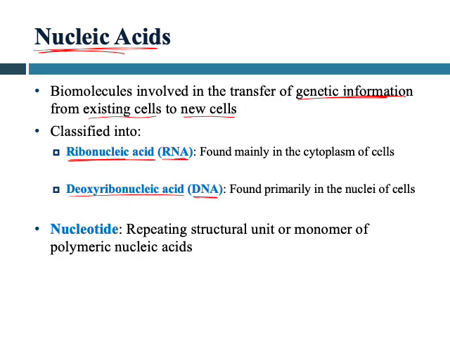RNA is normally found in the cytoplasm of the cell, and DNA is normally found in the nucleus of the cell. So let me show you what the cell looks like.